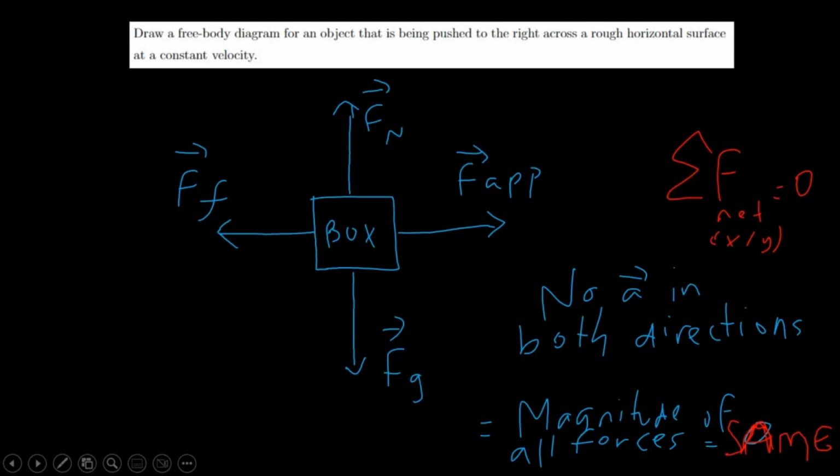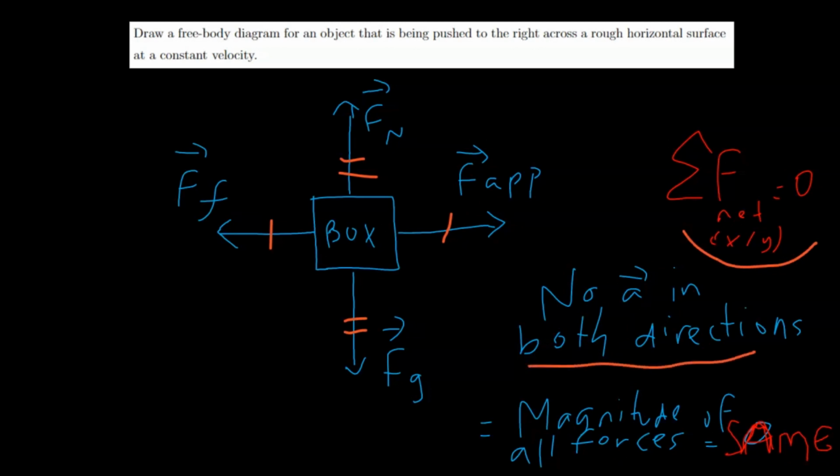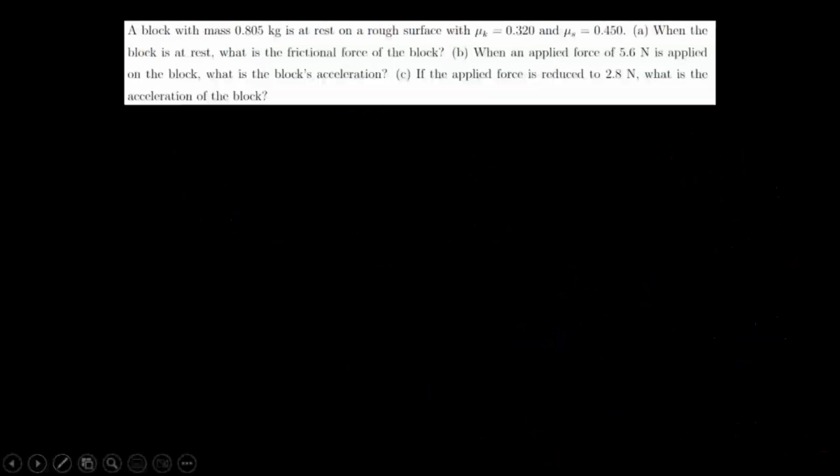If you notice here, there's the box. To the right is the applied force, to the left is the frictional force, and those are equal in magnitude. And then to the top is the normal force, and to the bottom is the force of gravity, and those are also equal in magnitude. And like I said, the net force in both directions is zero. There's no acceleration in both directions, which means the magnitudes of the opposing forces have to be the same. Lovely. Let's move on to the next question.